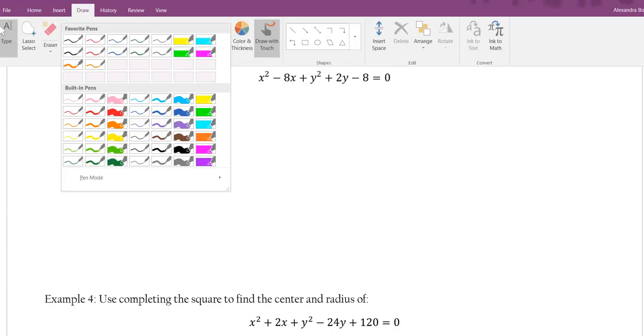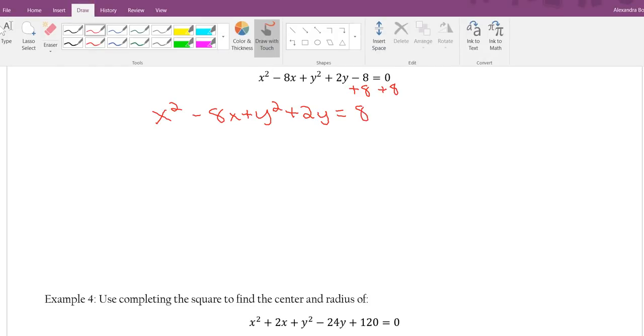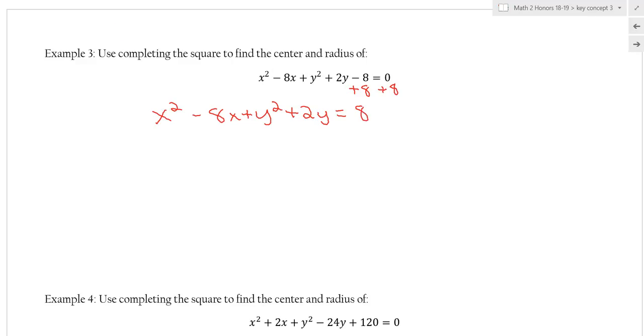Again, our first step here is to move that minus 8 to the other side. So I'm going to add 8. So I have x squared minus 8x plus y squared plus 2y equals 8. Okay. Group your x's and your y's. I have my x's here, my y's here.